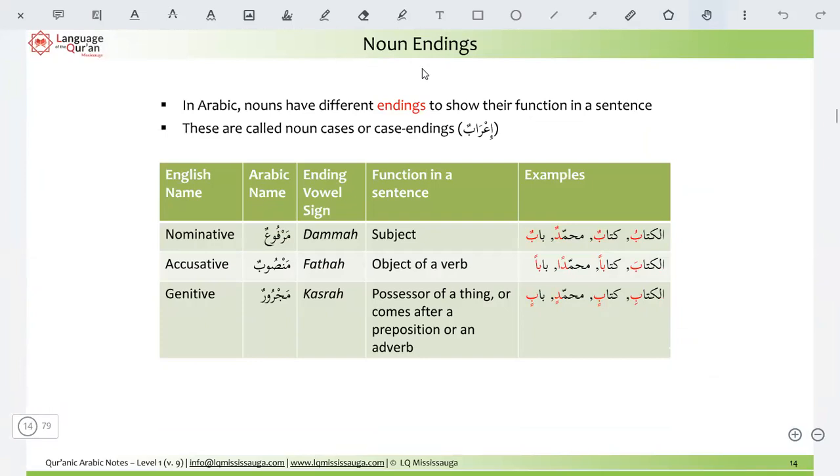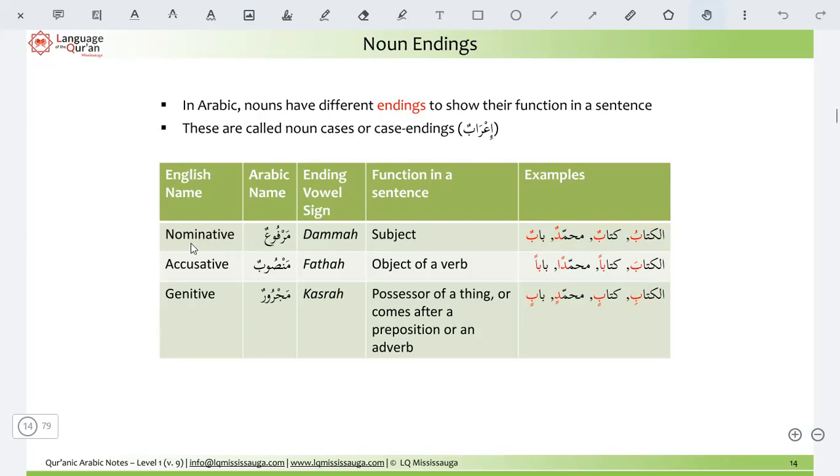The ending of a noun. In Arabic, nouns have different endings to show their function in a sentence. These are called noun cases or case endings, and in Arabic we call it i'rab. What is the ending of the noun? The last particle of the noun.